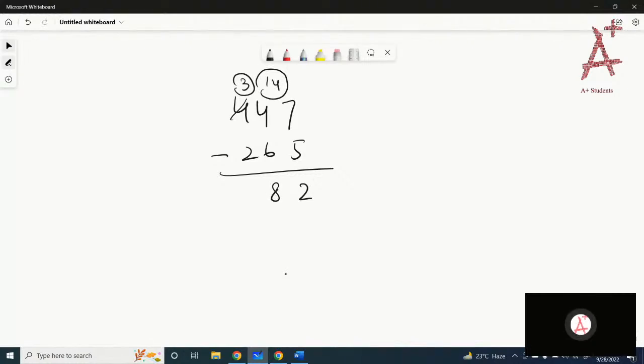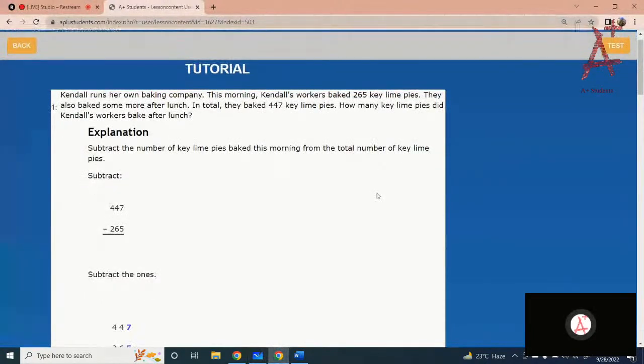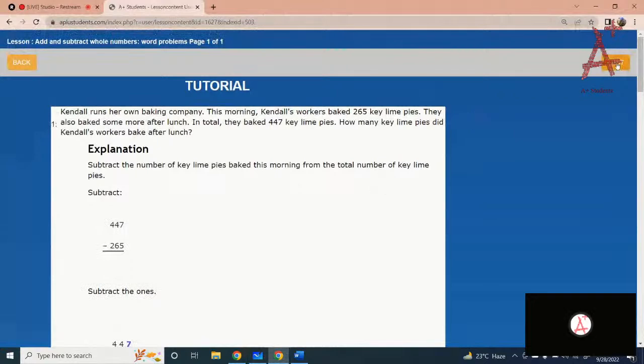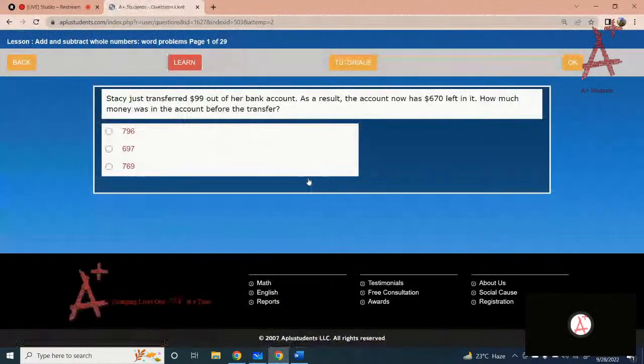Good. Then you have 3 subtract 2. So 3 subtract 2 is 1. That means after lunch they baked 182 key lime pies. Got it? Okay, let's start with a test from the top right corner, because these are just a review of the topics you did in earlier grades. You already know how to add and subtract. Okay, start with the first question.